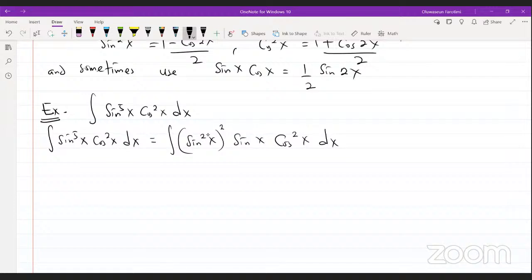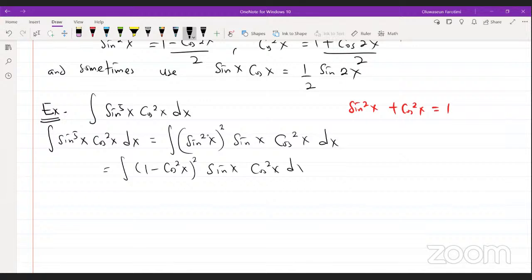Keep in mind always, at all times, that sine squared x plus cosine squared x is actually 1. So I can rewrite sine squared x in terms of these trigonometric identities. So this is going to be the integral of (1 minus cosine squared of x), you've got a square here, right, and then you have a sine x, then you do have a cosine squared x dx. Okay, so we've gotten to a stage where we have things split out.